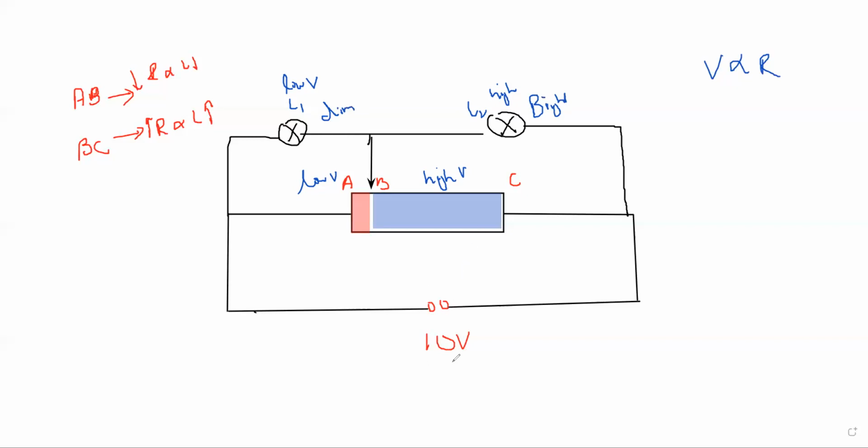So if this was a 10-volt supply, maybe 2 volts here, remaining 8 volts across BC. So the same 2 volts will be across lamp 1 and 8 volts will be across lamp 2. So lamp 2 will be brighter as compared to lamp 1. Is the idea of voltage division by a variable resistor clear?